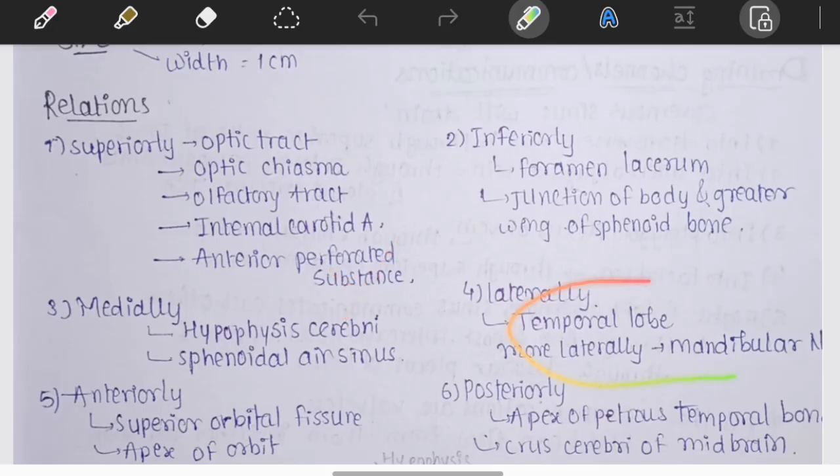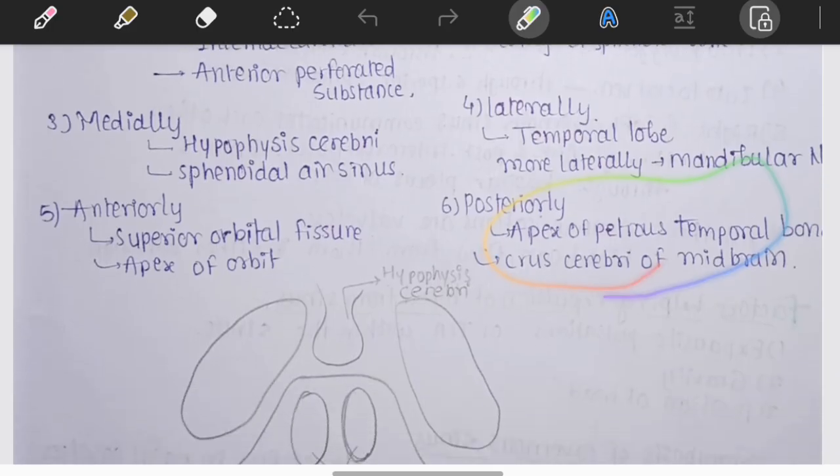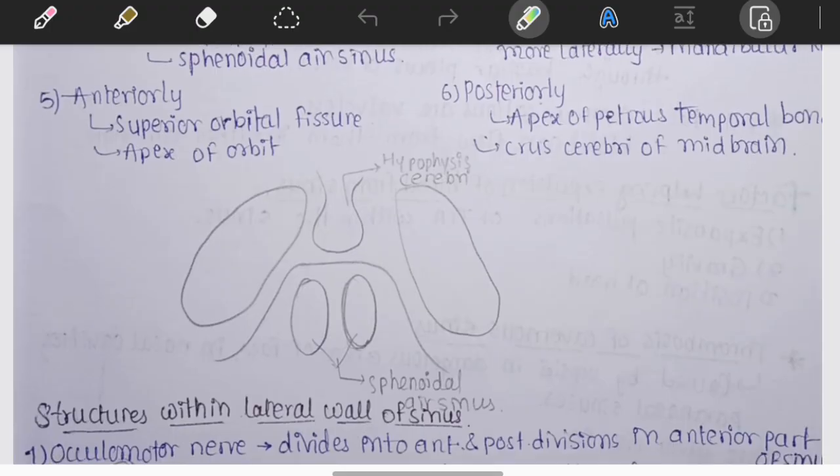Lateral relation. Laterally lies the temporal lobe of the brain, simple enough. And anterior relation. The cavernous sinus reaches the superior orbital fissure and is close to the apex of the orbit. This explains why infections affecting the cavernous sinus can produce eye symptoms. Posterior relations. Posteriorly, it is related to the apex of the petrous part of the temporal bone and the crus cerebri of the midbrain. Again, don't just remember, visualize the sinus sitting between these important structures.